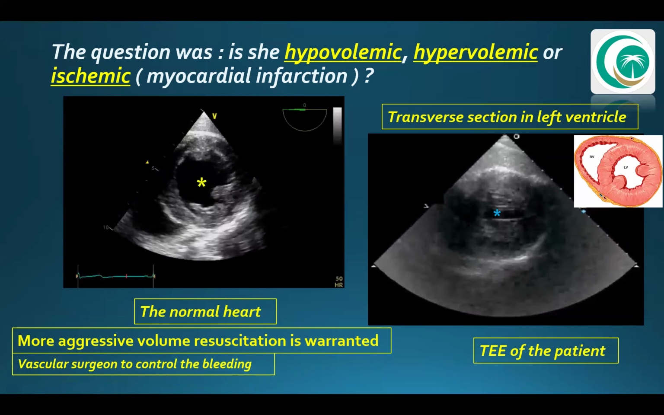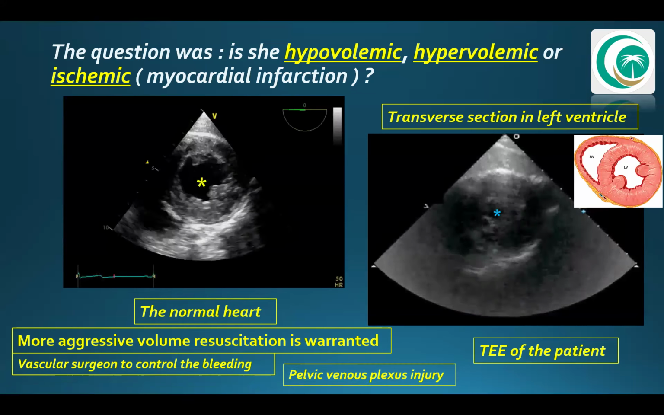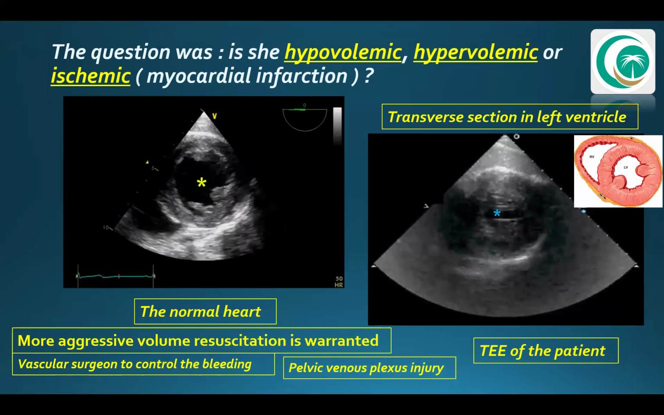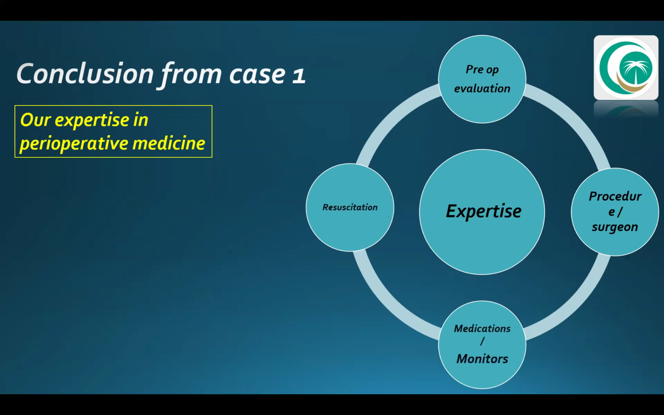We called for help from the vascular surgeon and the other orthopedic surgeon to come and control the bleeding, and a pelvic venous plexus injury was diagnosed. Conclusion from case 1: we have great expertise in perioperative medicine, in preoperative evaluation and the comorbidities of the patient, in the specific considerations and challenges of each procedure, and even the challenges of each surgeon if we work with him or her for a considerable time. We have expertise in medications, monitors, and resuscitation.